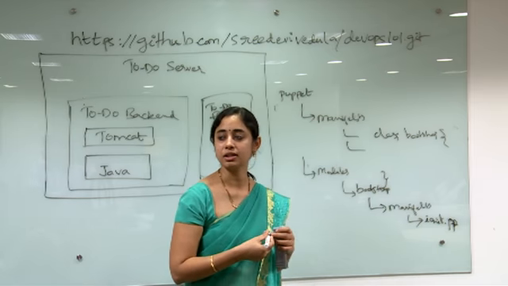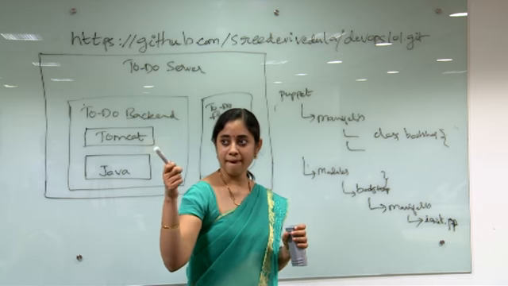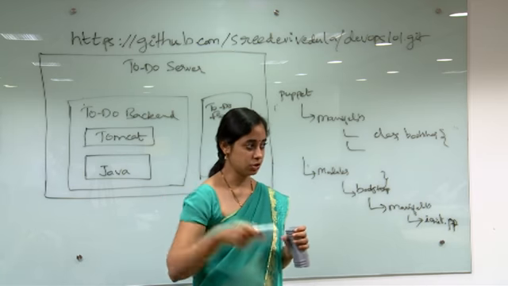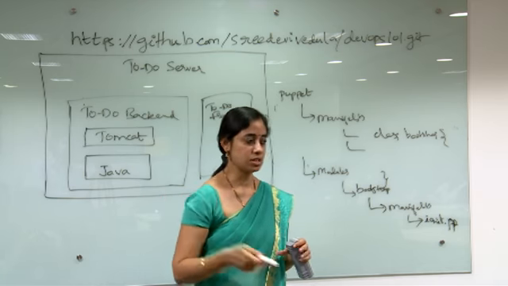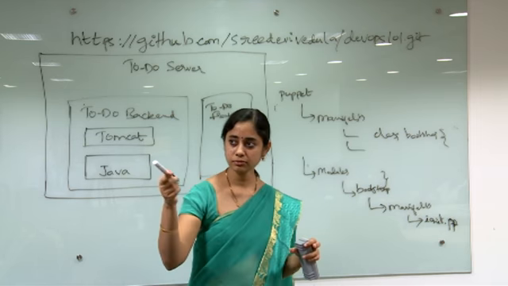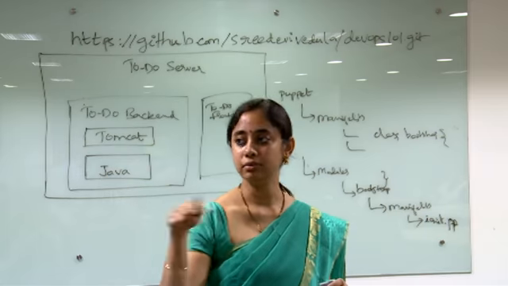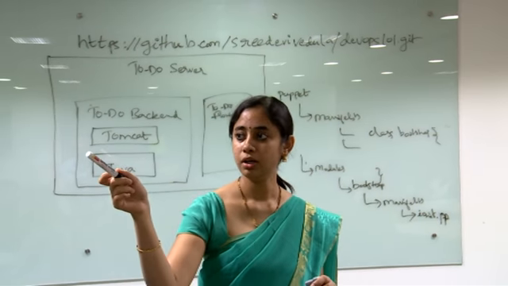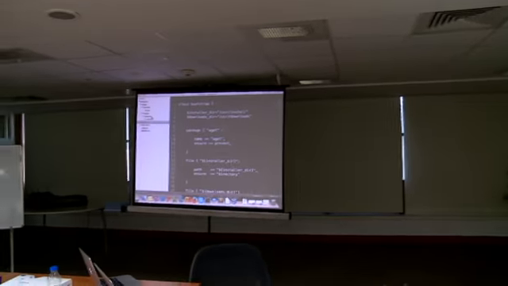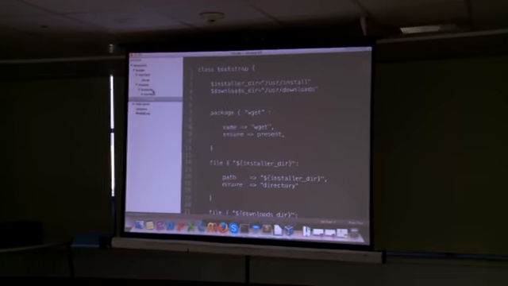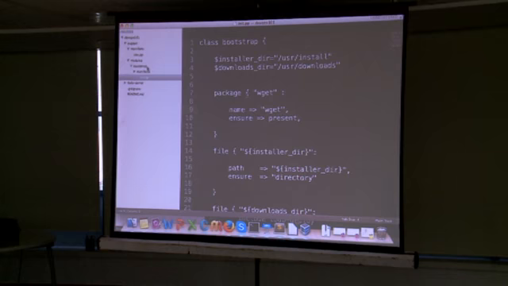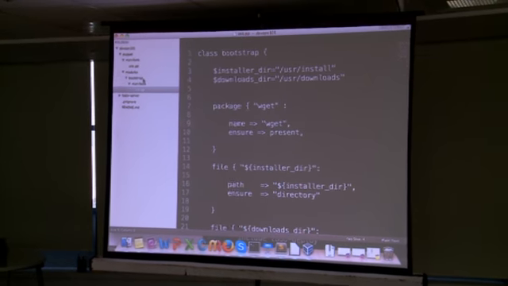So if you look at the bootstrap module's init.pp, it has class bootstrap, and then there are some variables defined there. One is for installer directory and the other is for downloads directory. And then you are installing the wget package, and creating the installer directory and also the downloads directory, ensuring that it's a directory.